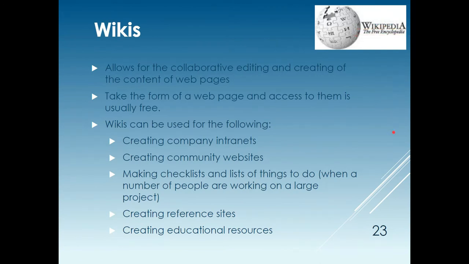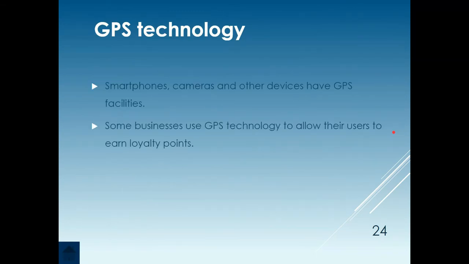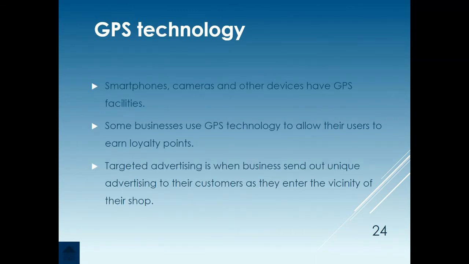Okay. Another use of digital communication is GPS technology. GPS technology is, for example, something you will find in smartphone cameras and other devices. Some businesses use GPS technology to allow the users to earn loyalty points. Targeted advertising is when businesses send a unique advertisement to their customers as they enter the vicinity of the shop.